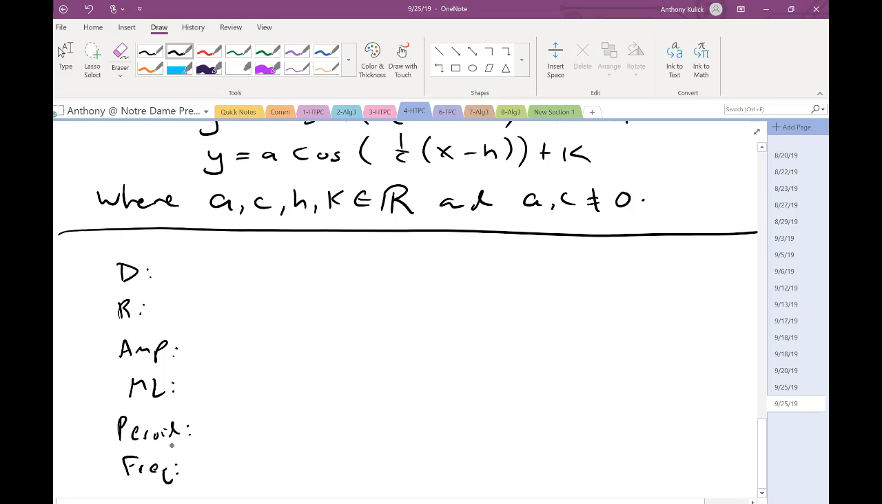So let's think about the domain. The domain in our parent function for both sine or cosine is all real numbers. If I stretch or shrink that vertically, is it going to change the domain? No. If I shift it up or down, is that going to change the domain? No. If I shift it left or right? No. If I stretch it or shrink it horizontally, is that going to change anything? No. If I do a reflection, is it going to change it? No. So guess what? The domain is still all real numbers.